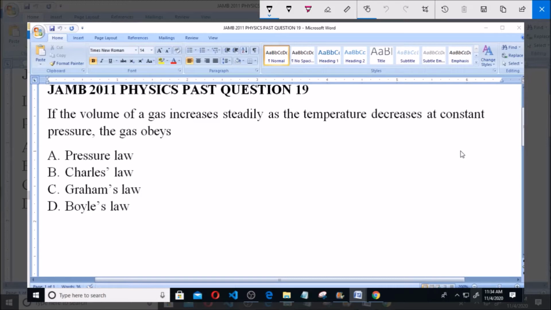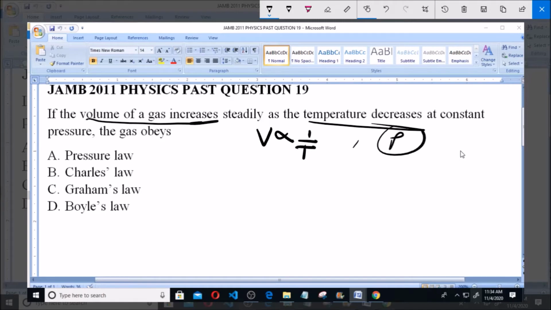So you have four gas laws given to us, and we are asked for the one which describes the volume of a gas increasing as temperature decreases at constant temperature. So this is more or less like an inverse proportionality. So which of the following describes inverse proportionality between volume and temperature? Okay, and of course at constant pressure.